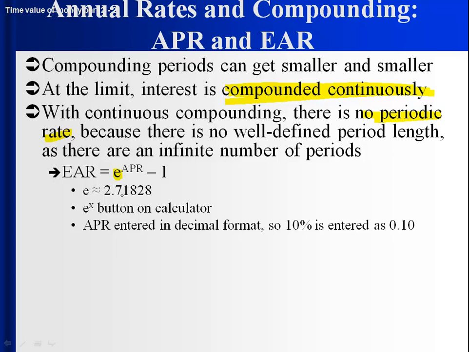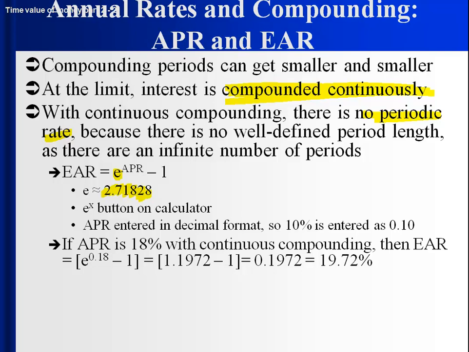often associated with the natural log button. But e is roughly equal to about 2.71828. You compute e to the power of the APR, entered as a decimal. And then you subtract out 1, because e to the APR captures, if I had $1, how much I would have after a year if the rate was APR compounded continuously. Pull out the 1, and you're left with just the rate part.